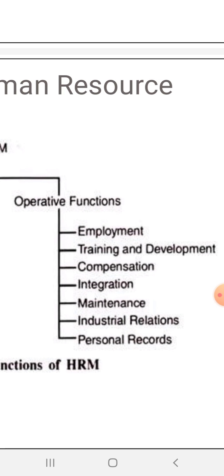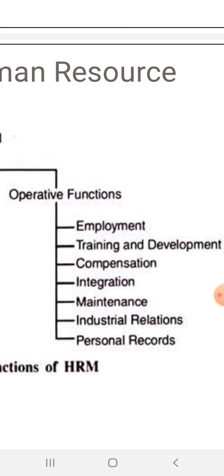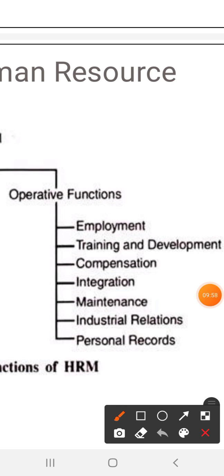Then we have operative functions. There are around 7 to 8 operative functions. Let's discuss one by one. In that, the first one is employment. What is meant by employment? Employment is concerned with securing and employing people possessing the required kind and level of human resources necessary to achieve the organizational objectives. So it covers functions such as job analysis, human resource planning, recruitment, selection, placement, induction, internal mobility.